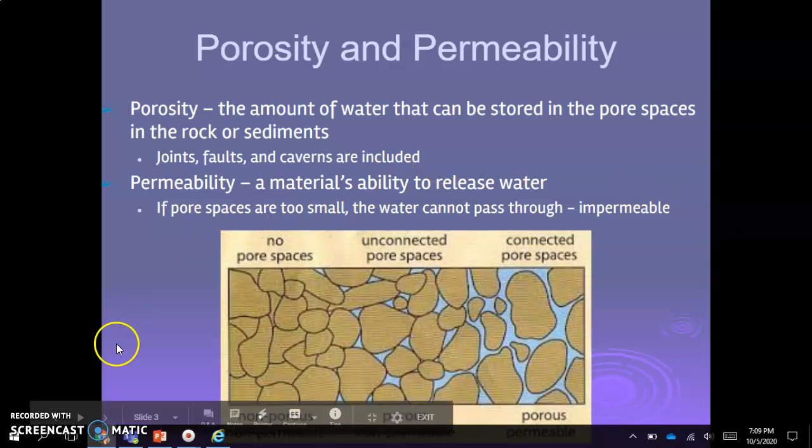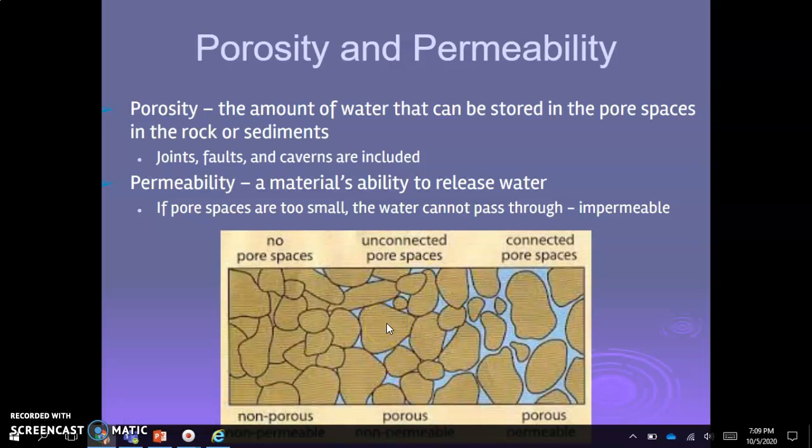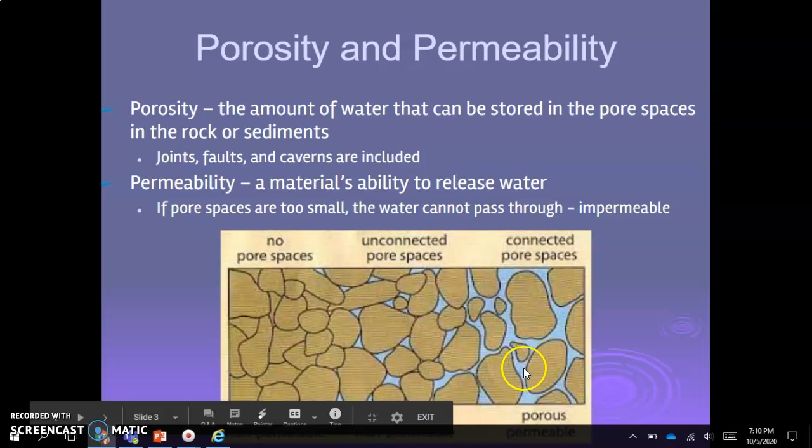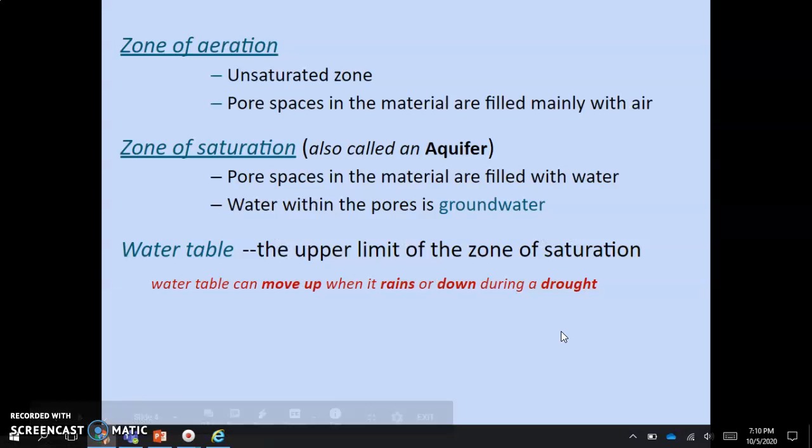So here on this image, we've got some sediments that are very tightly packed, so there's no pore spaces, so that's not permeable. Here we've got some unconnected pore spaces. So water can sit in here, but it has trouble passing through. So it's porous, but it's not permeable because the water can't move through it. And then the connected pore spaces, when we say the pore spaces, it's the spaces in between. This is porous and permeable. So the water can go through the spaces and run through.